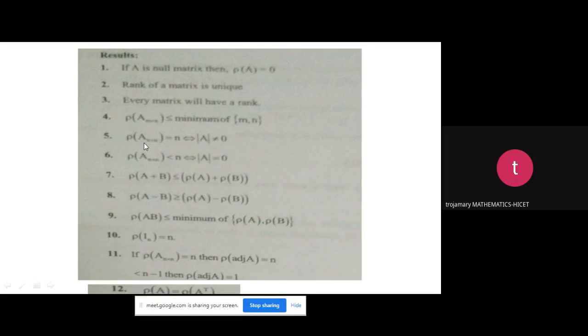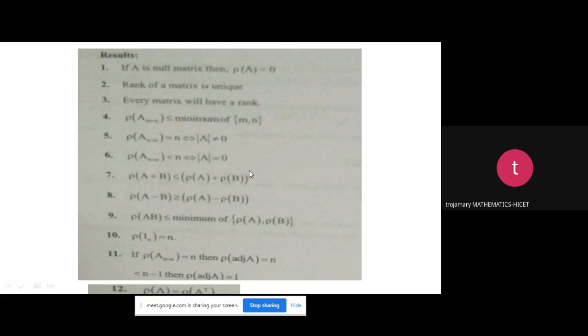Similarly, rho of A, an M by N matrix, equals N if and only if determinant A is not equal to 0. If the given matrix is in a rectangular form, M by N, then rho of A equal to N, which is equal to the number of columns, if and only if determinant A is not equal to 0.